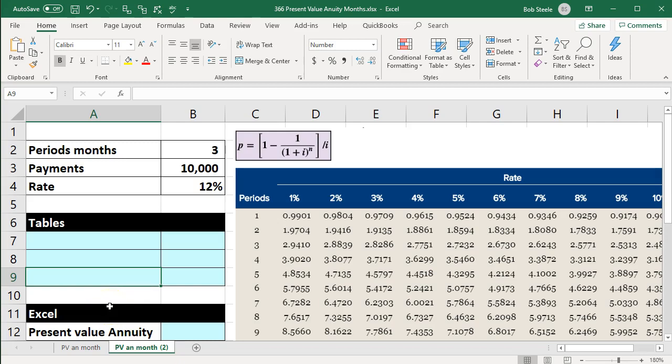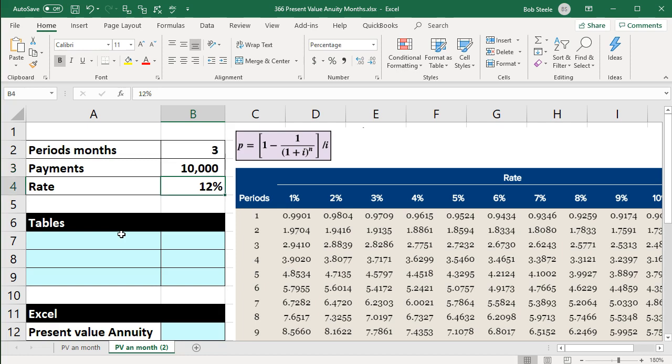In this presentation, we will take a look at the calculation of the present value of an annuity with months as opposed to years as the time period. The data will be up top. We have the periods in terms of months as opposed to years, those being 3 months as opposed to 3 years. We have the payment amount and the rate.